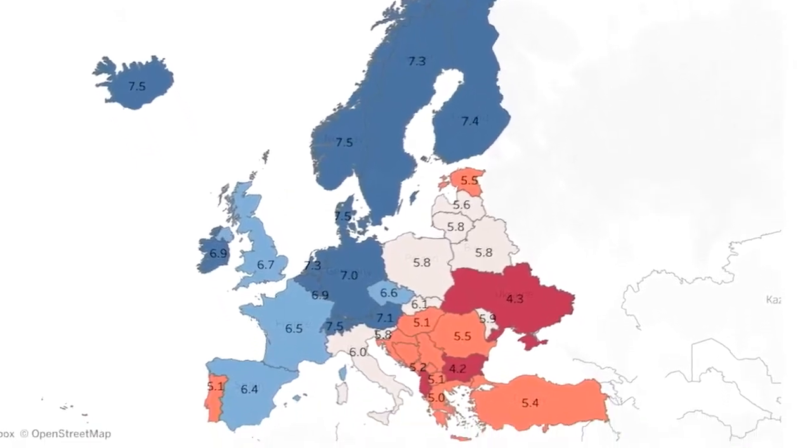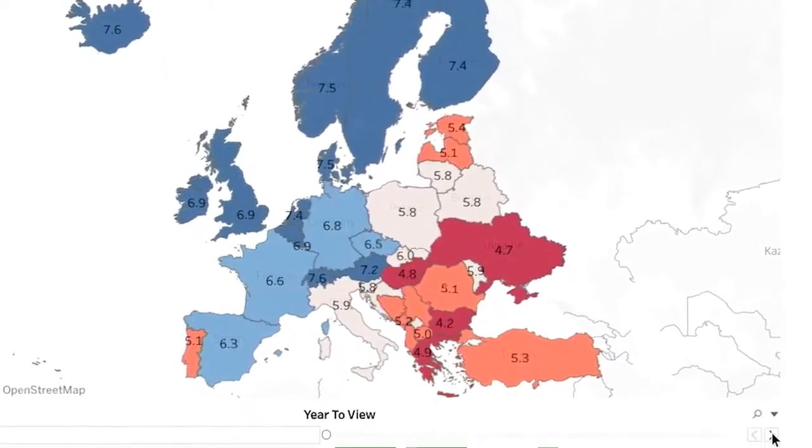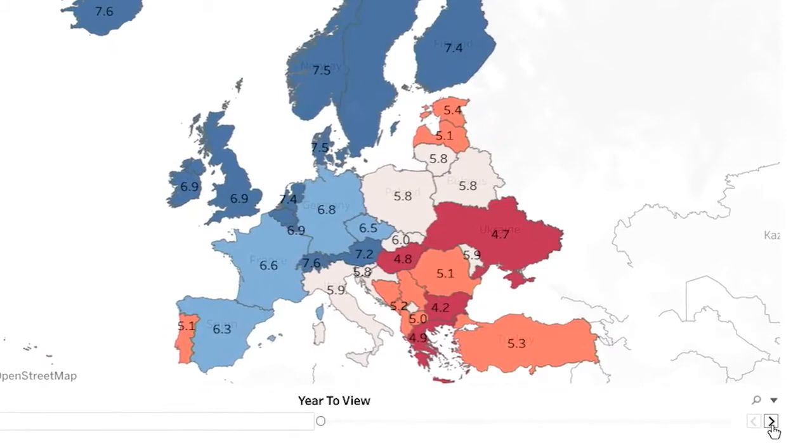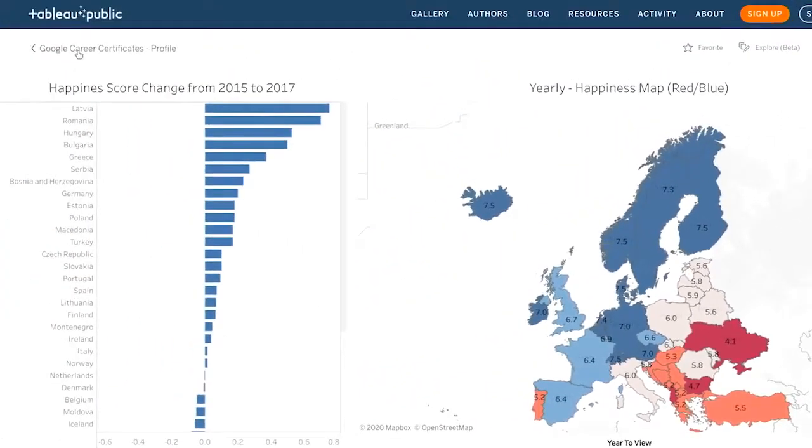lowest. If you look below the map, you'll notice a year-to-view slider where people can choose which year's happiness scores to display on the map. It's currently set for 2016, but if someone wants to know the scores for 2015 or 2017, they can adjust the slider. They could then make note of how the color coding and score labels change from year to year.